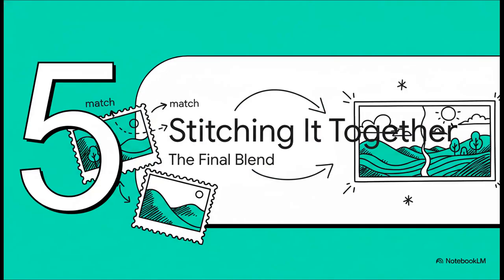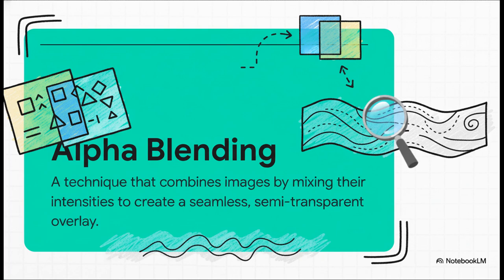So we found our matches, we calculated the master transformation, and we warped the image into place. The two photos are now sitting perfectly on top of each other. All that's left is to blend them together so you can't see the seam. And we do that with a technique called alpha blending. It sounds fancy, but the logic is actually really simple. In the area where the two photos overlap, instead of just picking the pixels from one image or the other, the computer intelligently mixes the colors from both. This creates a gradual, invisible fade from one photo right into the next.